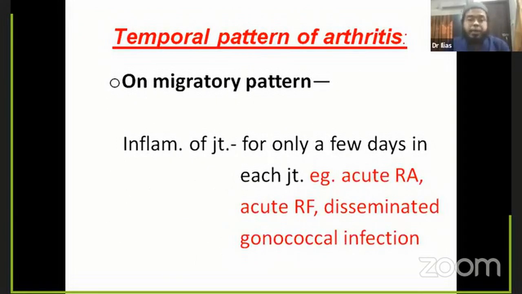And another temporal pattern is classified on the migratory pattern. In case of inflammation of the joint, the migratory pattern pain will be there along with the old arthritis for only a few days in each joint. Okay, so in the non-migratory pattern of arthritis, only a few joints will be affected, and within the inflammatory process of these few joints, no other arthritis will be added. So that is the non-migratory pattern, and it happens in acute rheumatoid arthritis or acute rheumatic fever, or sometimes it can be found in disseminated gonococcal infection.